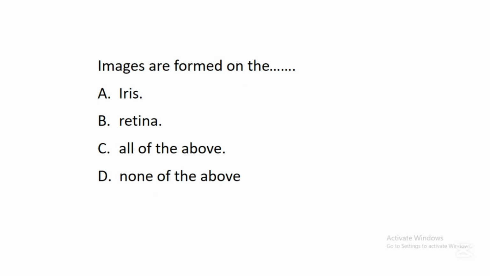The next question says, images are formed on the dash. A. Iris, B. Retina, C. All of the above, D. None of the above. In this question, the correct answer is B. Retina. So images are formed on the part of the eye known as retina.